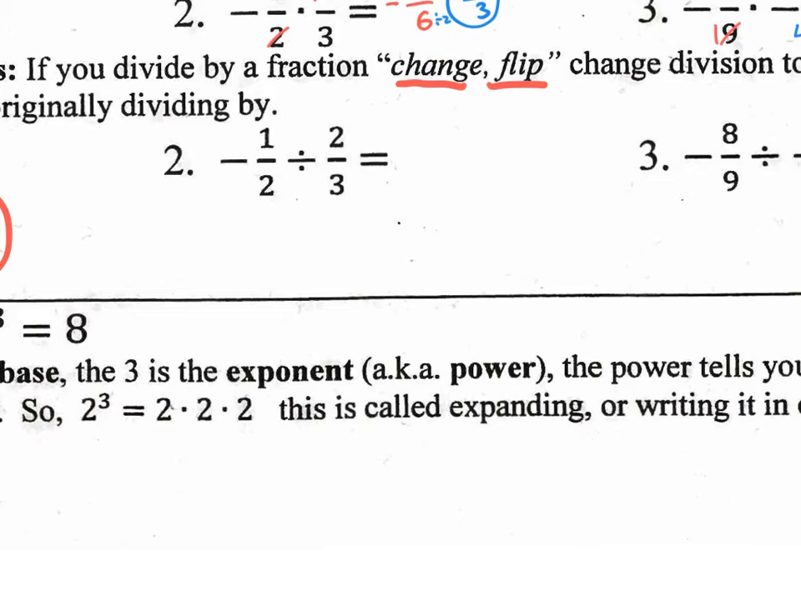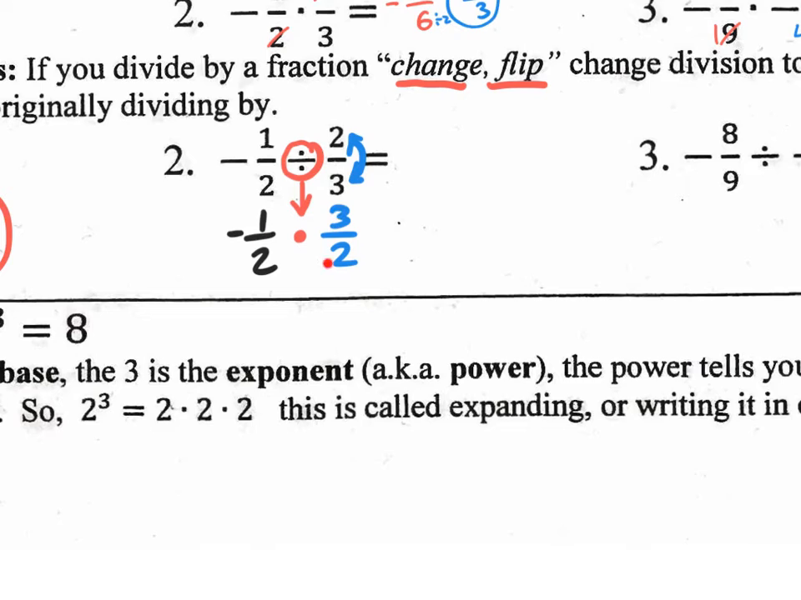We change the sign and flip the fraction. Only the second fraction. So the first fraction is going to stay exactly the way it is. We are going to change this division to multiplication, and we are going to flip the second fraction that we're dividing by. So that's going to become 3/2 instead of 2/3.